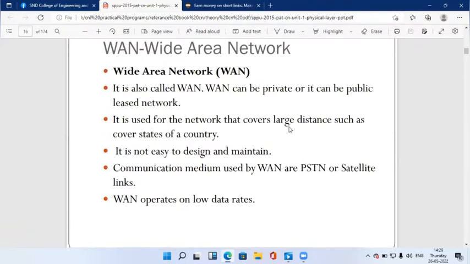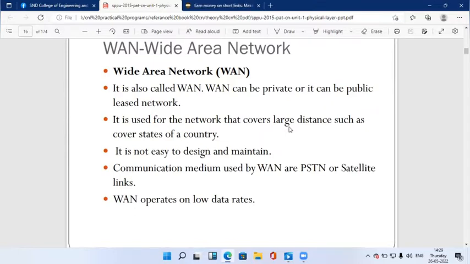So what is wide area network? It is also called as WAN. WAN can be a private or it can be a public leased network. Okay, so second point is it is used for the network that covers the large distance, such as cover states or countries. Okay, understood all of you?